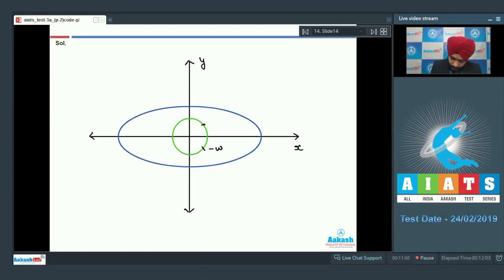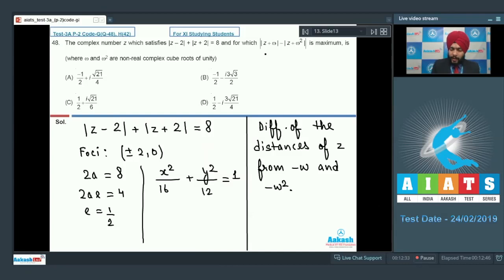Minus omega square will lie in the first quadrant. Students, z is a point that is moving on an ellipse. The equation of the ellipse is x square by 16 plus y square by 12 equals 1. The difference of distances from these two points will be maximum when z lies on this particular line. Okay, that means this is the first point z1 and this is the second point z2 when this particular expression given will take its maximum value.